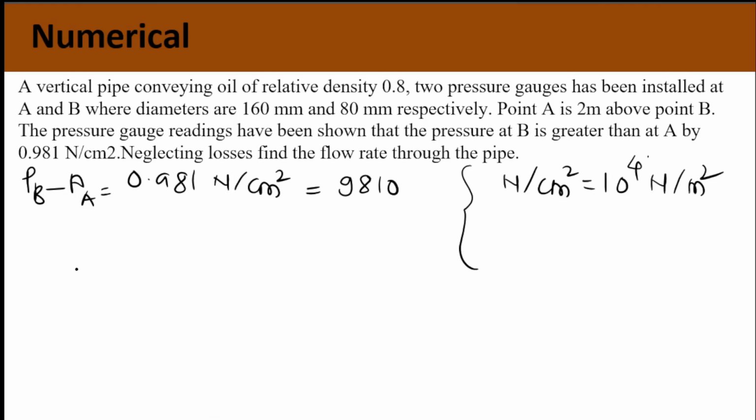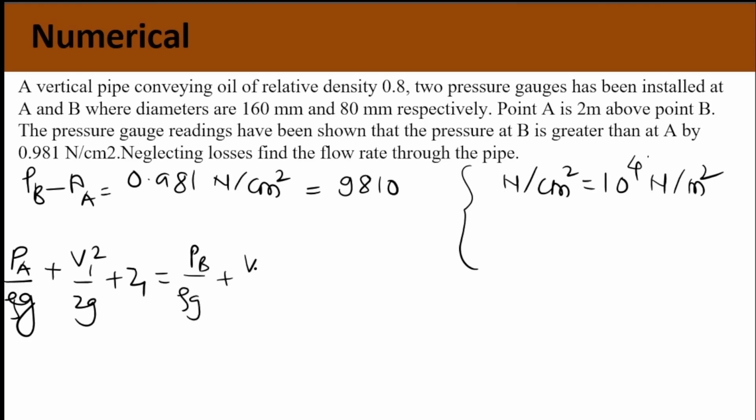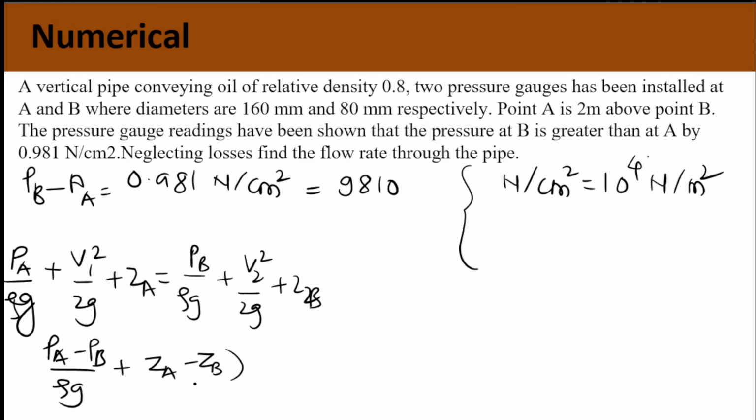So applying Bernoulli's equation, PA upon rho G plus VA square by 2G plus ZA is equal to PB upon rho G plus VB square upon 2G plus ZB. So I can rewrite it as PA minus PB upon rho G plus ZA minus ZB is equal to VB square minus VA square upon 2G.